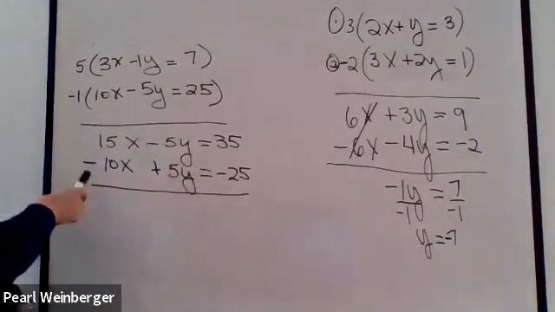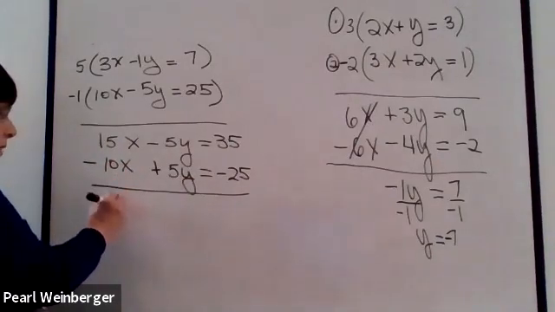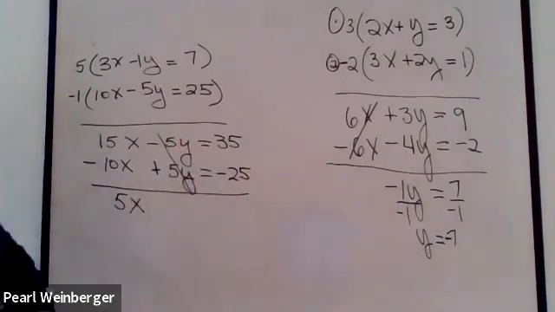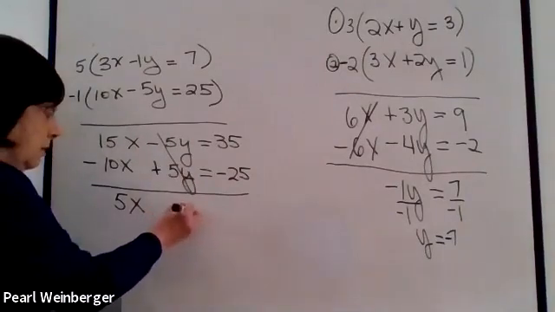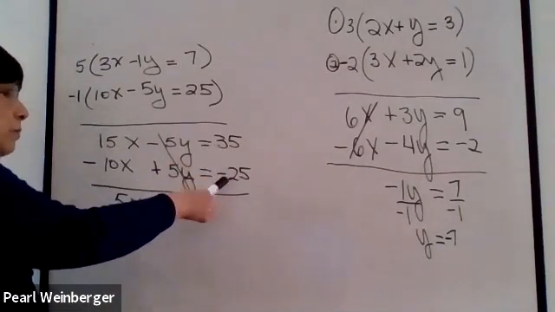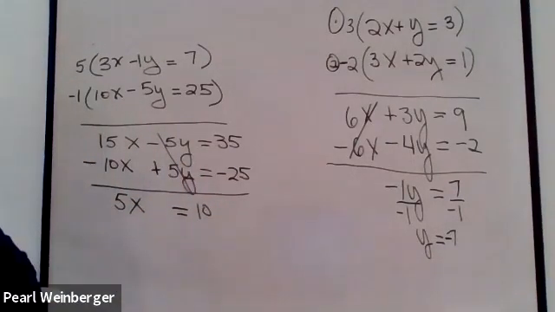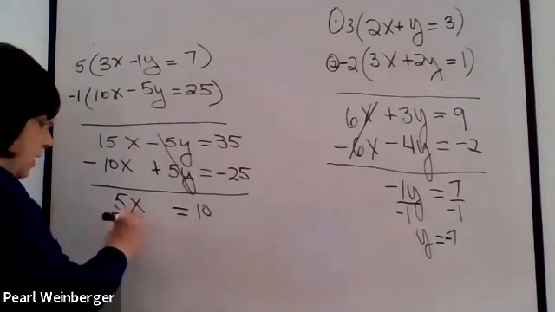So now I add the two equations. 15x and negative 10x gives me positive 5x. Negative 5y and positive 5y, when I add them, give me 0. They just disappear. And 35 plus negative 25 is 10. And now I have an equation that just has x in it. So I'm going to divide both sides by 5.